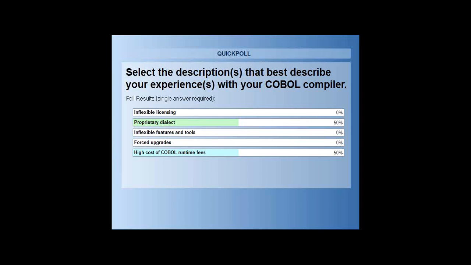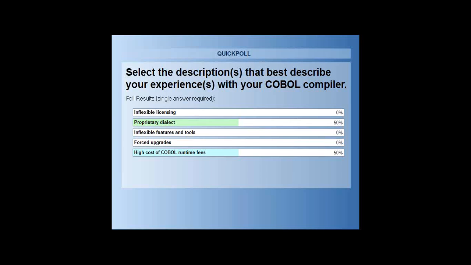Looks like we're running pretty half and half. Most of you with your COBOL compiler, half of our audience, has trouble with proprietary dialect, while our other half of the audience is still bothered by those pesky high COBOL runtime fees. So what do you make of that, Tim? And also, as you remember, we took the poll questions earlier. We also learned some valuable things. We learned that there's a fair mix in our audience. About half of you are running your COBOL applications on the mainframe, and the other half of you are running on the distributed environment.